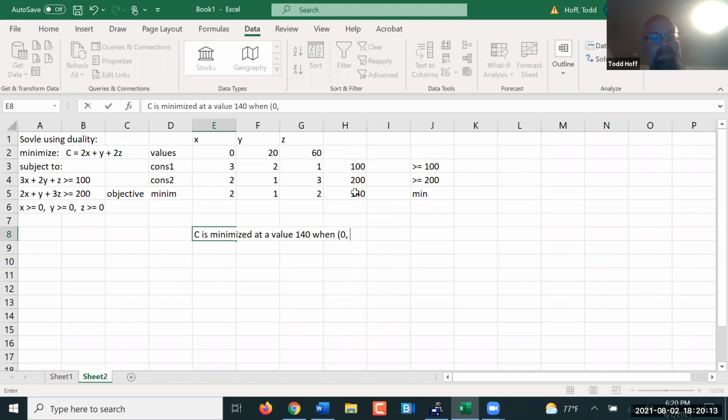When we use the values 0, 20, 60, X is 0, Y is 20, Z is 60. Again, that took 4 or 5 minutes. To solve that using duality is an ugly problem. It's an ugly process. To be honest, to use duality takes me about 25 or 30 minutes.